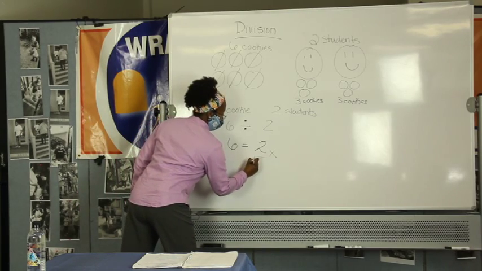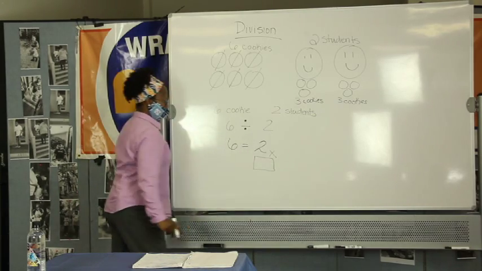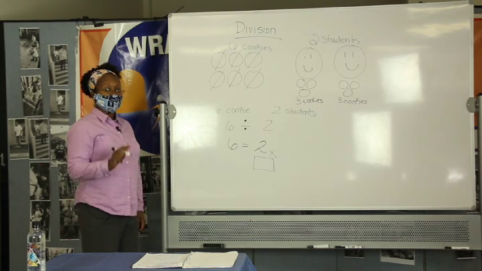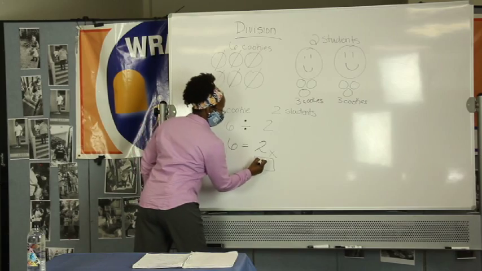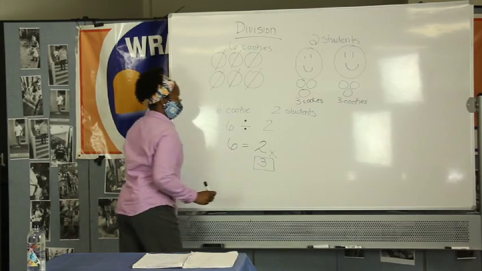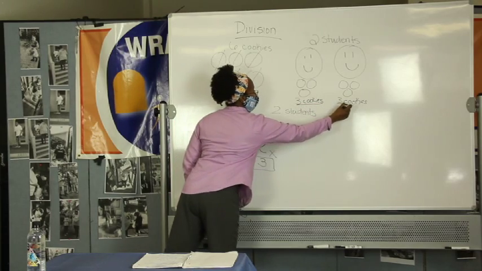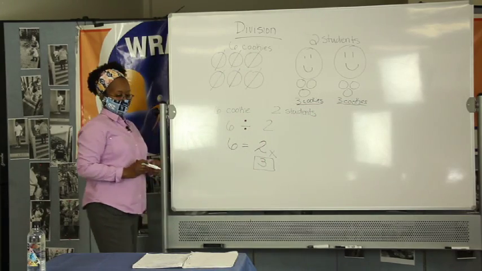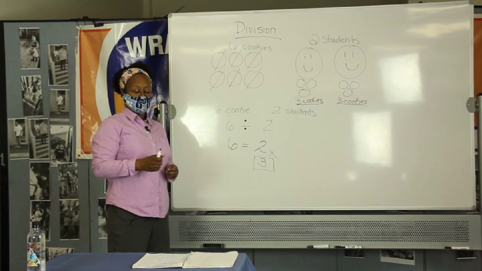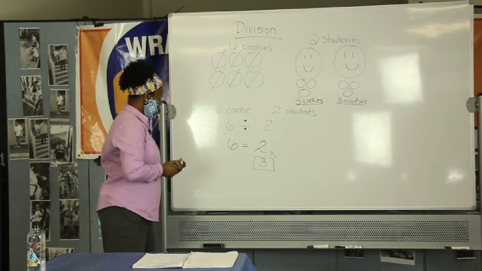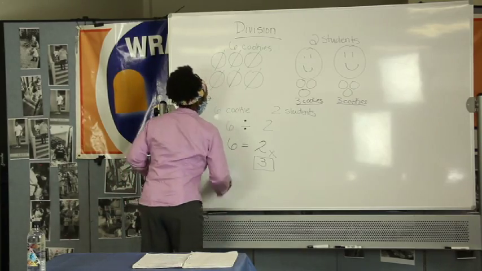What math fact can go right here? I hope you know your math facts. So the answer would be 3. Isn't that the same as the answer we got up here for the number of students? Now, I hope that is not confusing, but we'll do another one just so you get the hang of it.